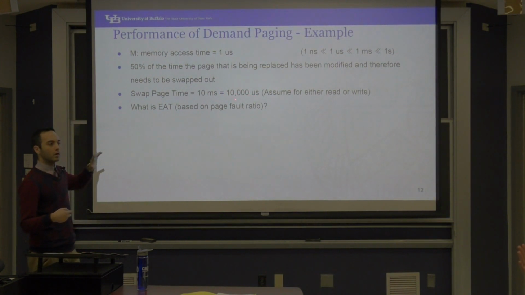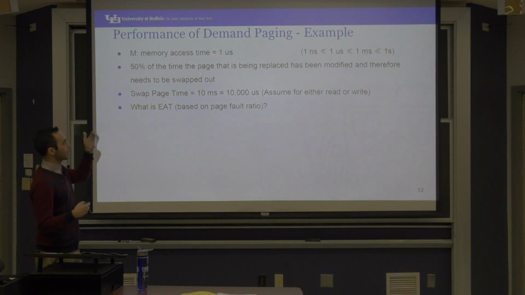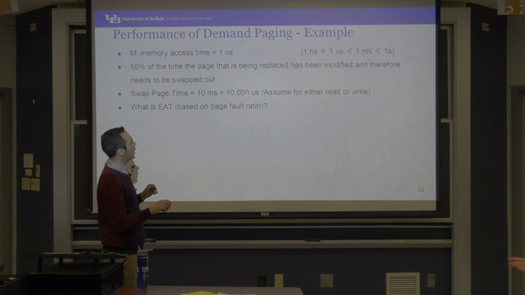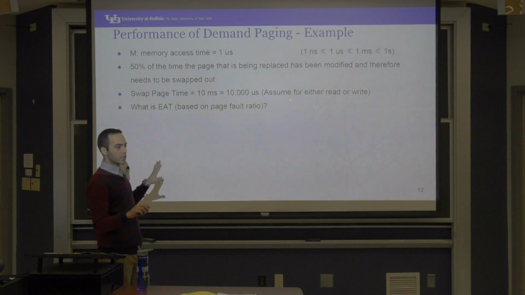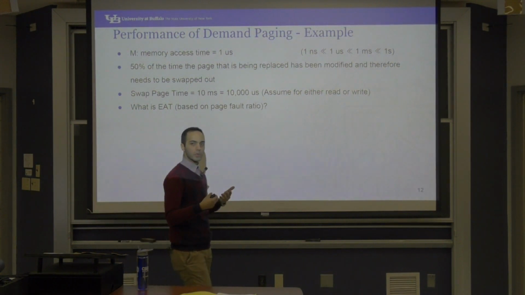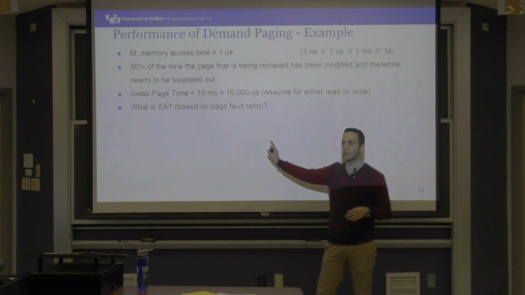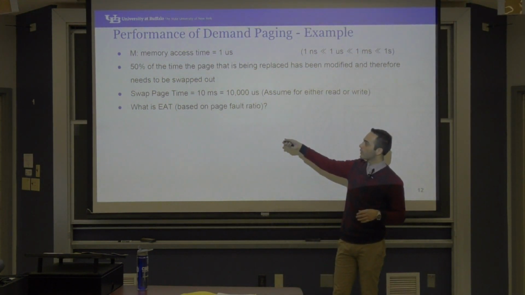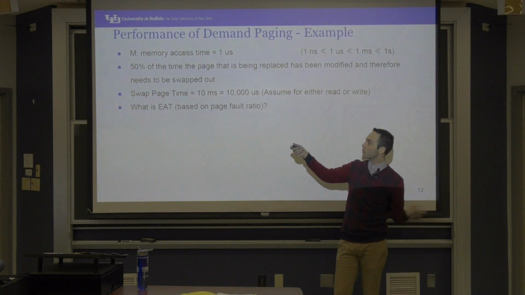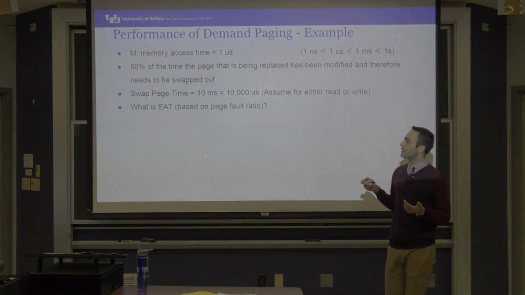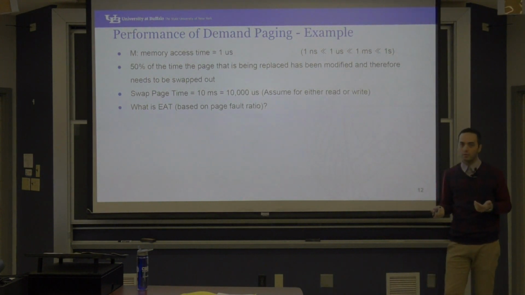Always convert all of them to one unit: either bring milliseconds to microseconds, or nanoseconds to microseconds. Just work with one unit. In this question, we are assuming swap out and swap in times are equal, which is usually not the case. Swap out usually takes longer because you write to the hard disk, while swap in is reading from the hard disk. But in this question we're taking it simple. Whether you swap out or swap in, it takes this much time. Now, it asks: what is the effective access time based on the page fault ratio?